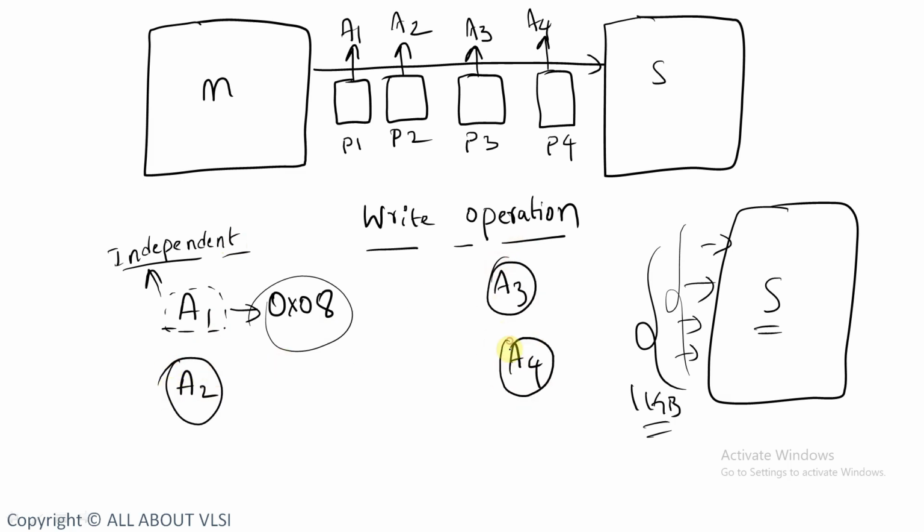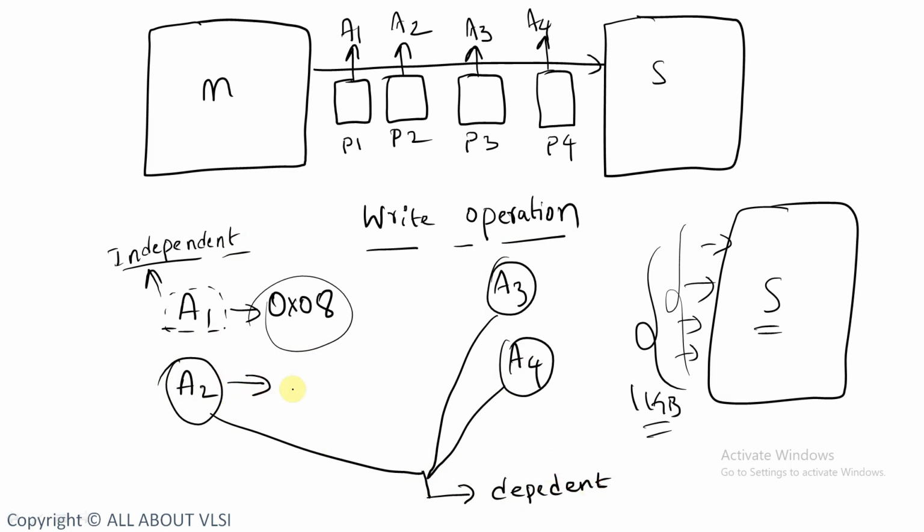Okay, A2, A3, A4, these are all dependent addresses. These are all not independent, these are all dependent. For example, address A2 you cannot take randomly. If you want to send packet P2 and the address A2 which is associated with packet P2, you cannot take it randomly. Suppose you cannot take it 0C or you cannot take it 020. No, it is not possible. So there will be some relationship between your address A2 and your previous address, that is A1.